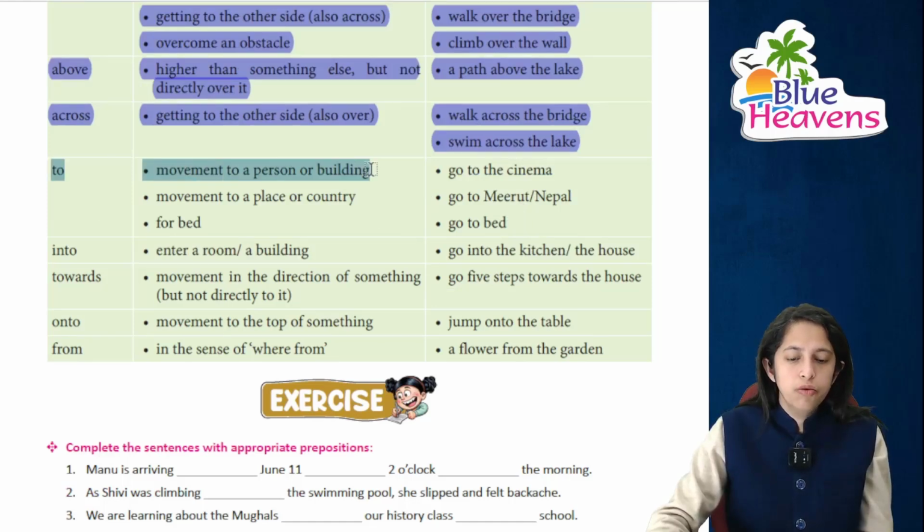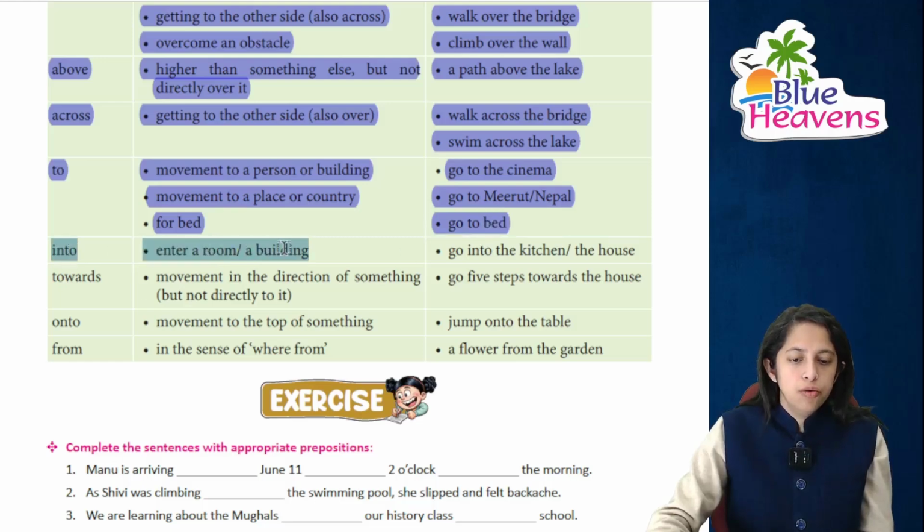To के लिए क्या होता है? Movement to a person or you can say building. जैसे go to the cinema, movement to a place or a country, go to Meerut or Nepal. नेपाल की capital काठमांडू. For bed, go to bed. Into में enter a room or building, एकदम अंदर चले जाना, right? Go into the kitchen or you can say house.